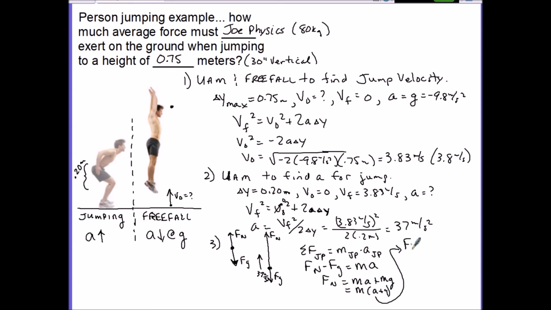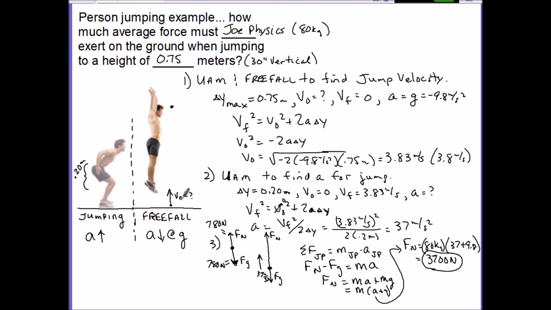That normal force is equal to 80 kilograms times 37 plus 9.8. And when we go through and do that calculation, we get about 3,700 newtons of normal force, which is quite a bit bigger than normal. Over here, the weight force and the normal force are only about 780 newtons. So when they're jumping, that normal force becomes really large, and that's simply because they have to be able to generate a lot of upward force to get to that jump velocity. So there we go, about 3,700 newtons of force that they're exerting on the ground.